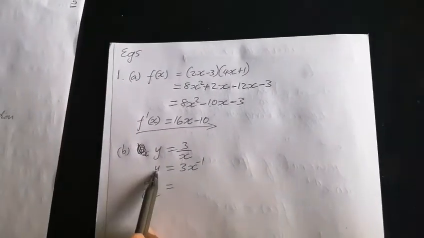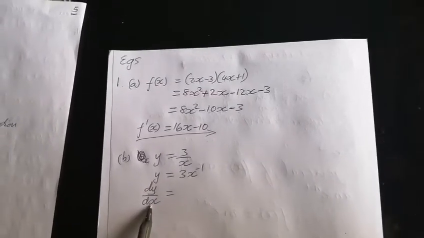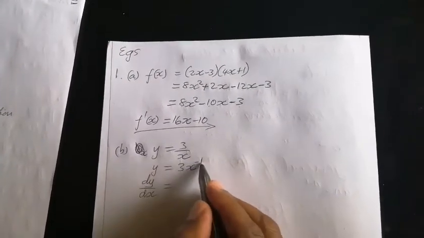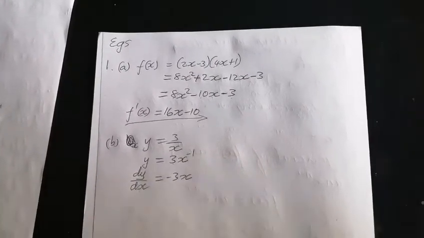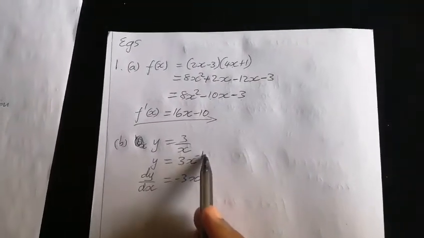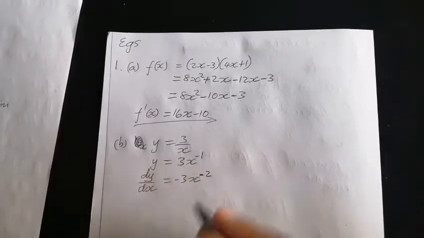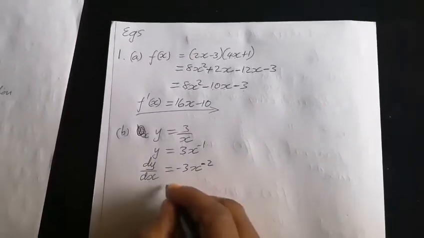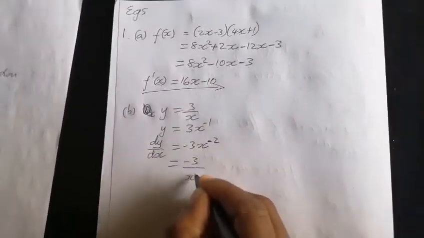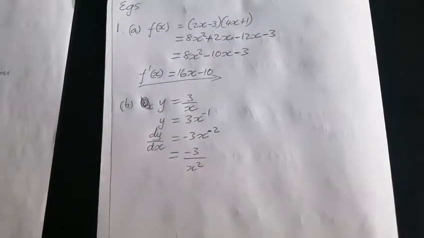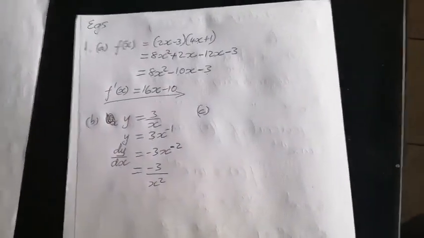We are differentiating y with respect to x. This will give us minus 1 times 3, minus 3, x to the power minus 1 minus 1, that's minus 2. We then become minus 3 over x squared. We are applying exponential rules there. Part C, we are moving on. We are not waiting for anyone.